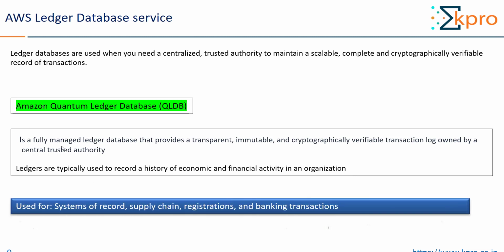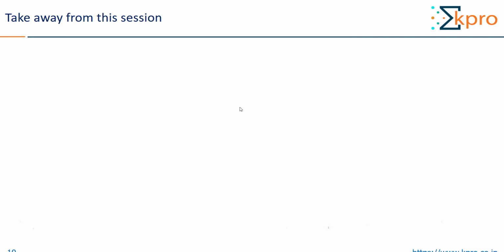Now, what is it used for? Use it for system of record, supply chain, registration and banking transactions. So these are the AWS database services we have gone through till now, present in the AWS Cloud.